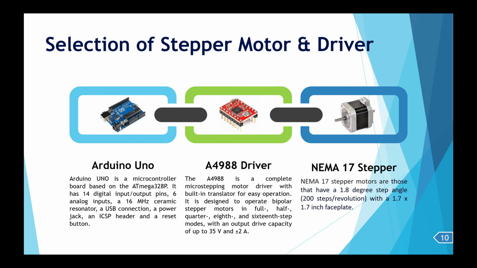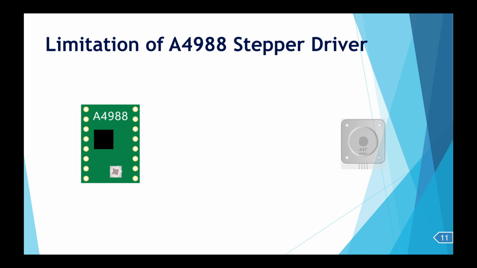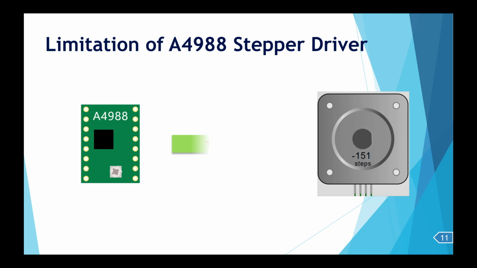Now A4988 driver has a limitation, that is it can only supply the maximum current of 2 ampere. So that's our next problem. As we are taking the cheapest driver, A4988 driver, that has a limitation. The limitation is A4988 driver can only supply the maximum 1 ampere to 2 ampere current to a particular stepper motor. So you must select that stepper motor whose specified current rating is less than 2 ampere.